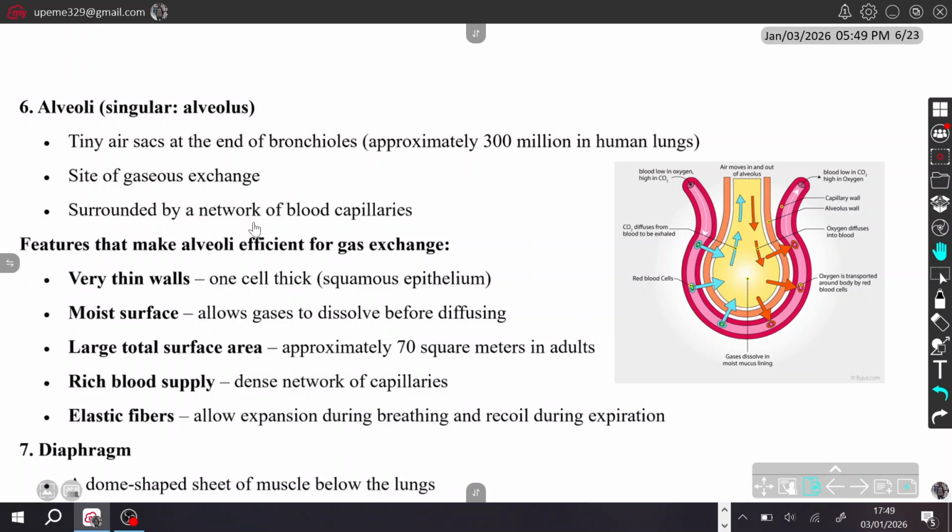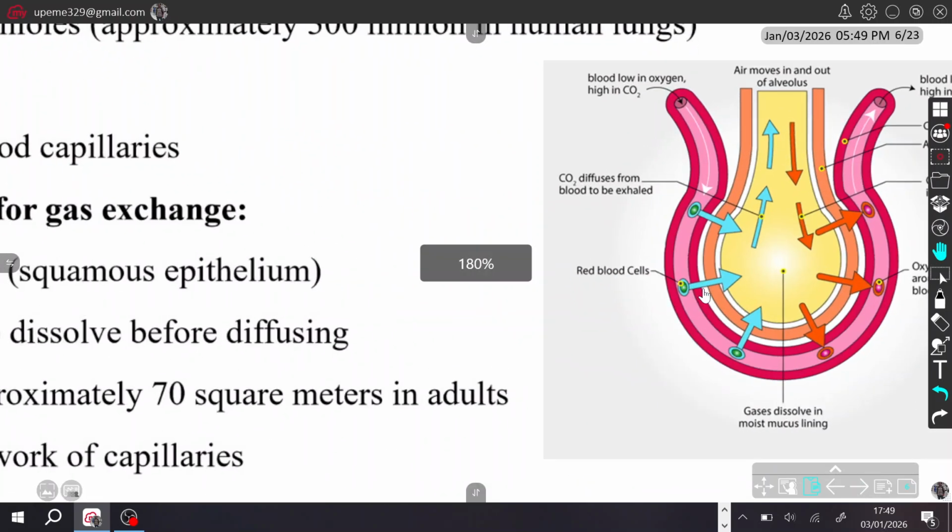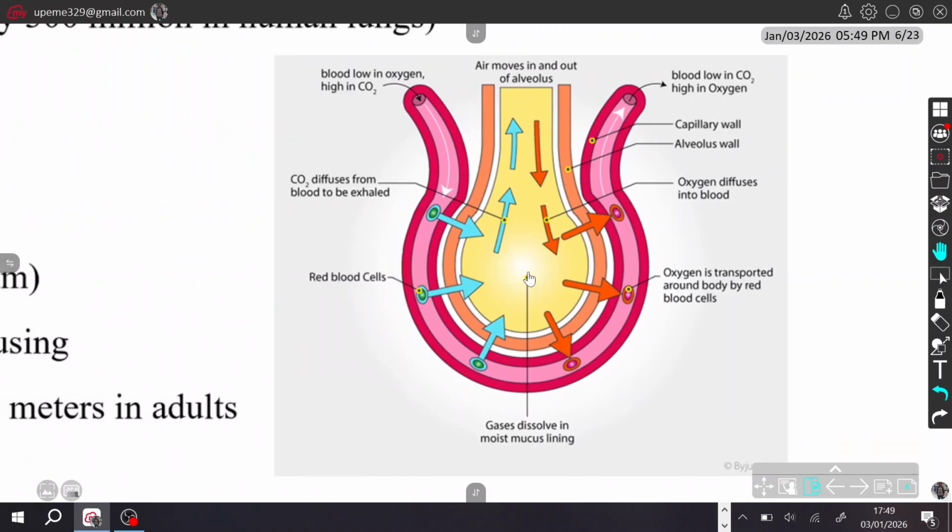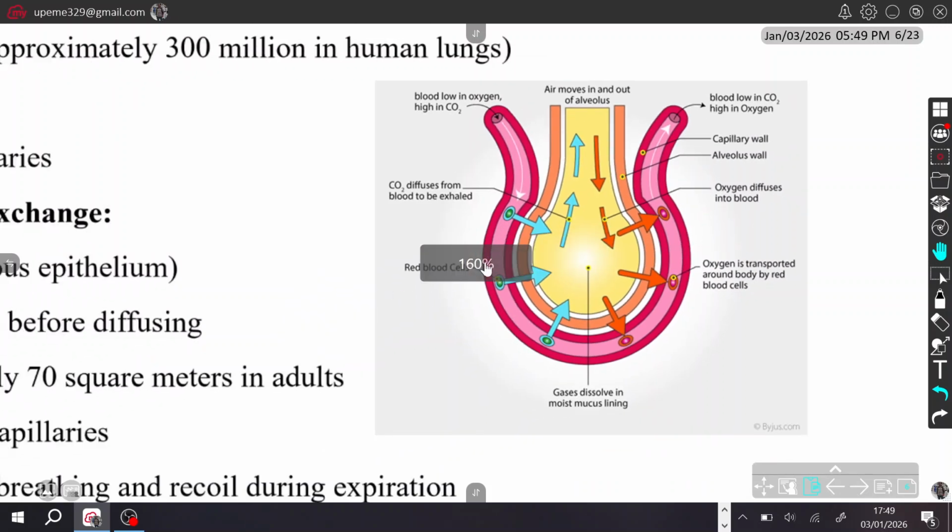It is surrounded by a network of blood capillaries. If we zoom in, you'll find that it is actually surrounded. You see this one, it's a blood capillary passing around. So it has many, so that there's diffusion. So you see the capillary wall. This one is a capillary itself.